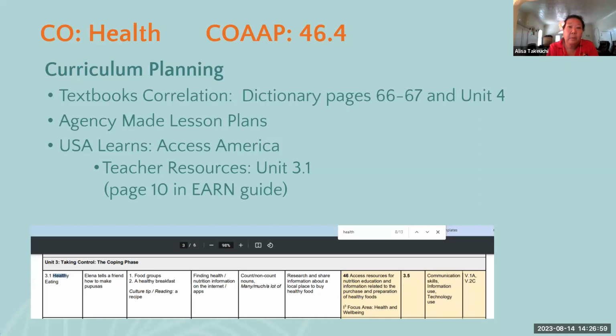And because I'm also going to integrate Access America, I go into the Access America teacher resources page, and I go to the scope and sequence, and then I can easily find the units that are going to tie in and correlate with those particular EL Civics. So next slide, please.